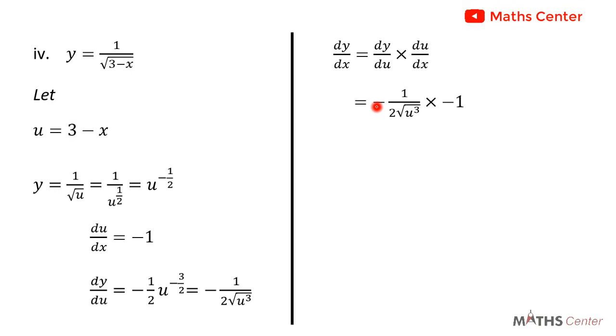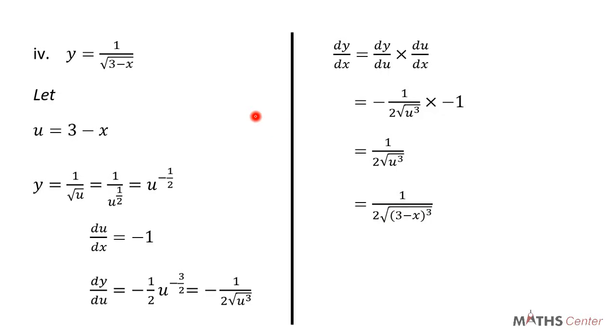When you do that, we have negative 1 divided by 2 root u exponent 3 times negative 1. And this gives us 1 divided by 2 root u exponent 3. But remember, we said that u is 3 minus x. So when you bring it back, you have 1 divided by 2 root 3 minus x cube. So when you find dy dx, you have 1 divided by 2 root 3 minus x cube.